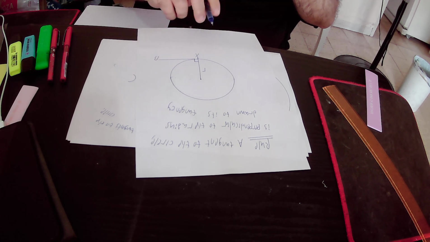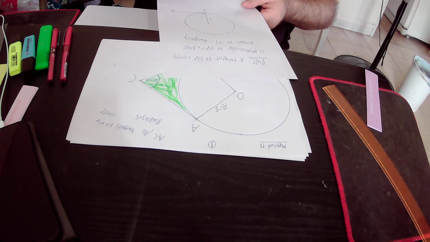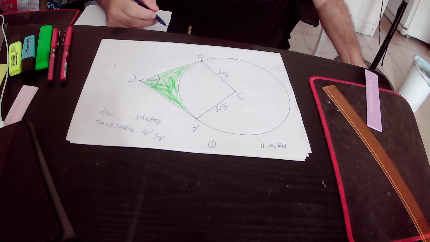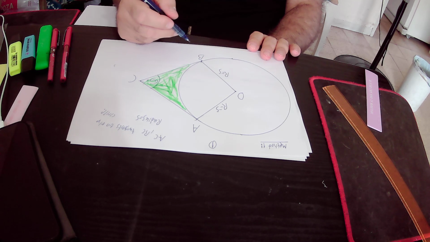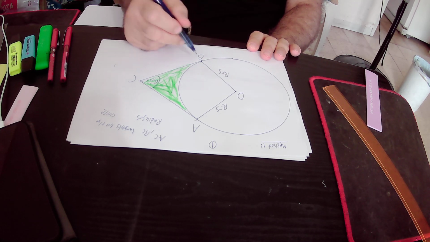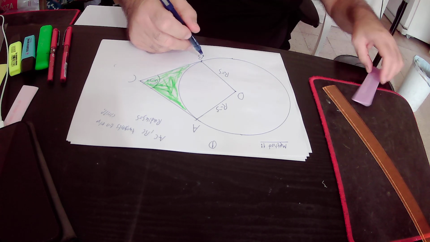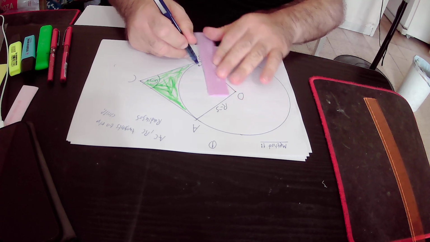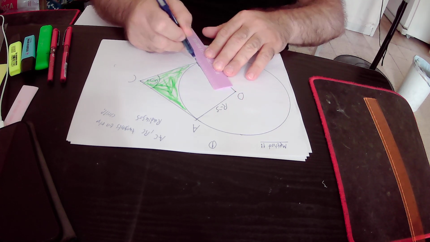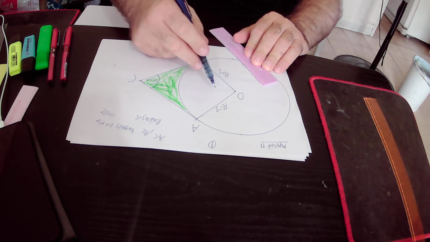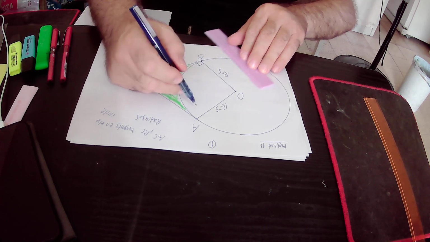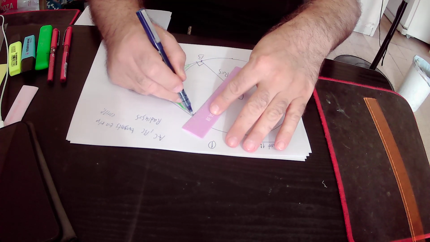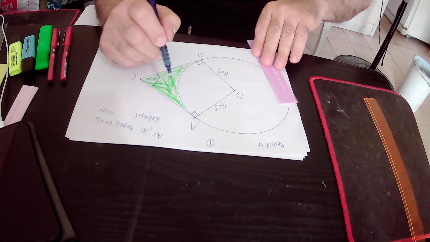Okay, so according to the rule, angle OBC will be equal to 90 degrees. And also angle OAC will also be equal to 90 degrees because the radius is perpendicular to the tangent.